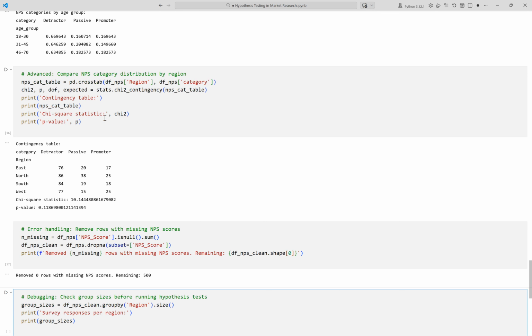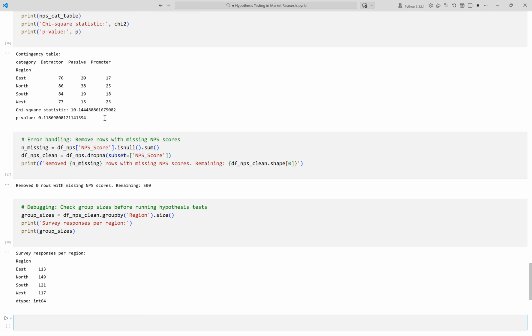Running the cell now. This output shows the number of survey responses collected from each region, with counts ranging from 113 to 149. Noticing these group sizes is crucial before running hypothesis tests, as balanced or sufficiently large samples help ensure reliable comparisons across regions. This step highlights the lesson's emphasis on verifying group sample sizes to avoid invalid conclusions in market research analysis.